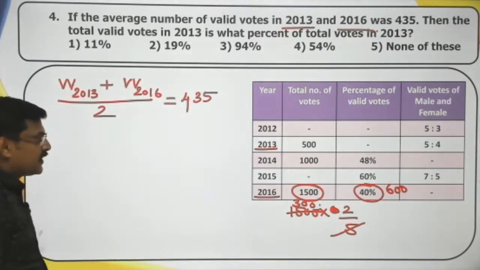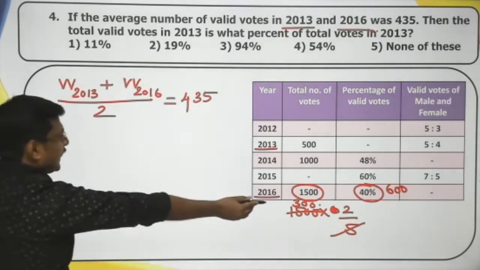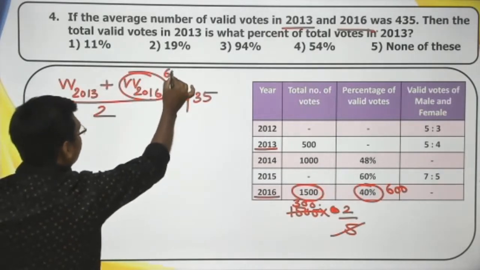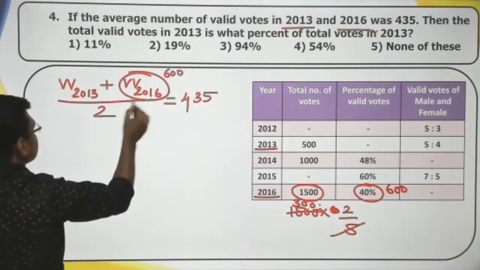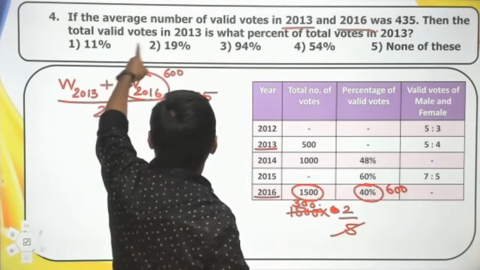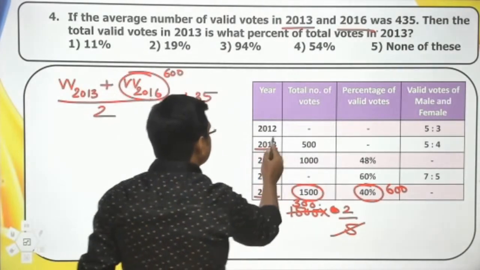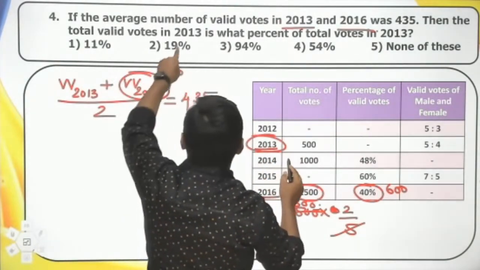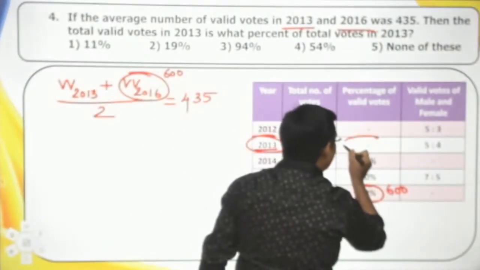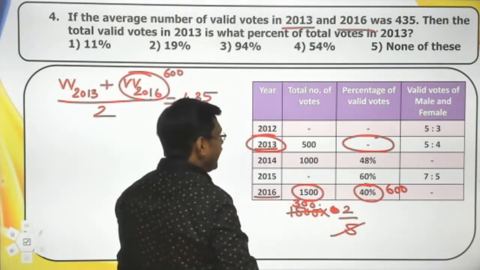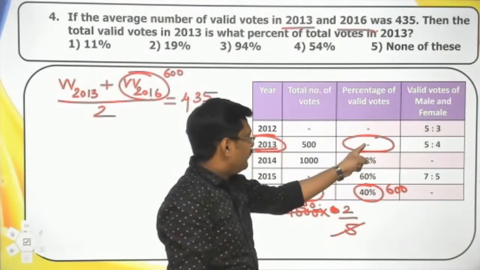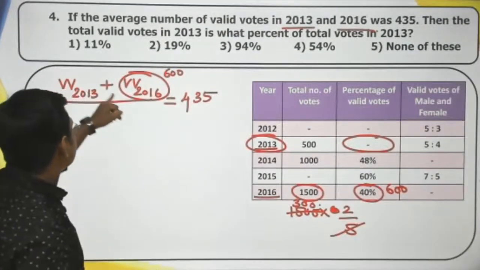This is given, correct? And we found that the valid vote in 2016 is 600. From this data I am going to find the valid vote in 2013. What we need to find is the total valid vote in 2013, and they are comparing it with the total votes in 2013. Total valid vote in 2013 is what percent of the total votes in 2013? So we need to compare the valid vote of 2013 with respect to this 500. So we should find this value, right?